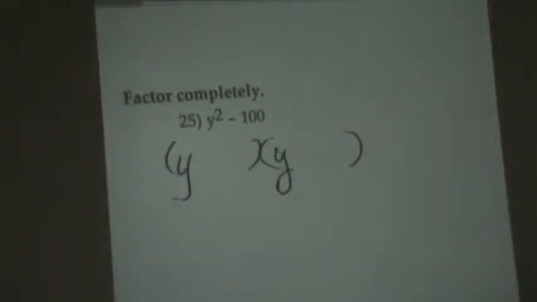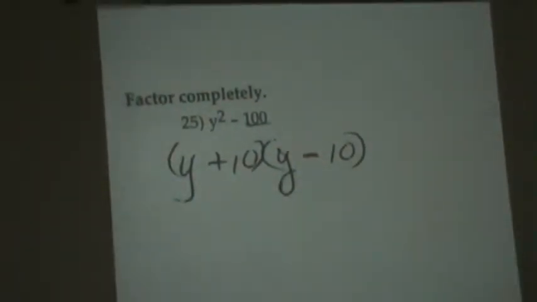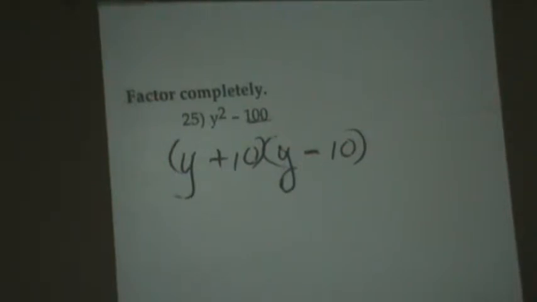You have to factor this. 100 is 10 times 10. How do you get rid of the middle term? You have a plus and a minus, right? That's factored completely. You don't go any farther. You don't go past that. As far as you can go.